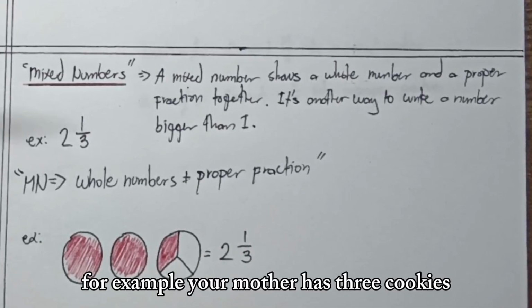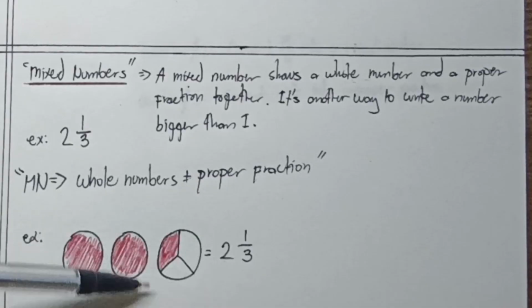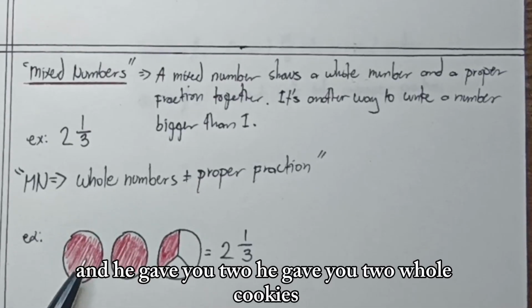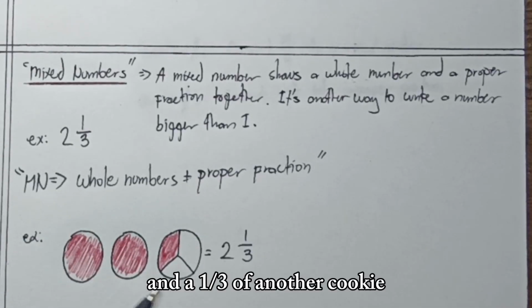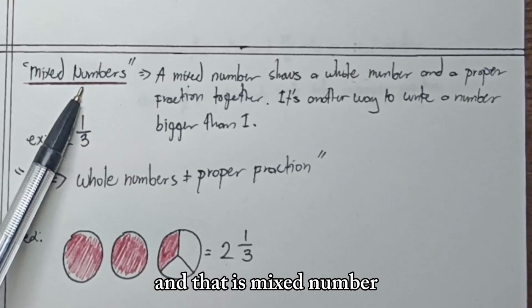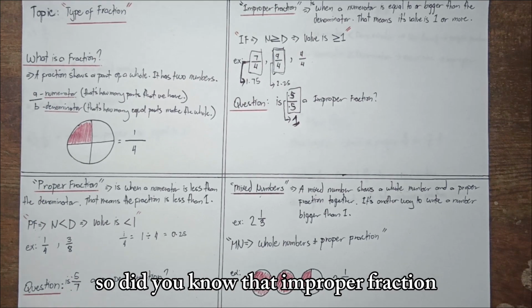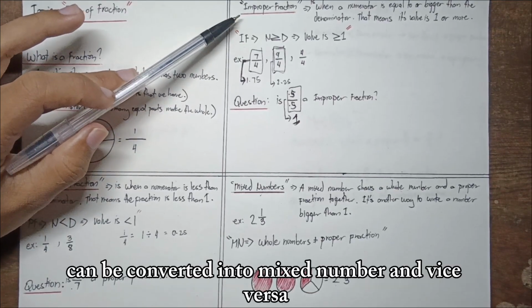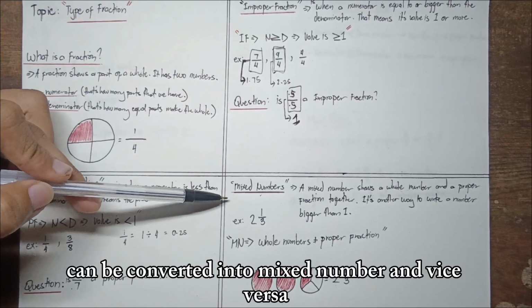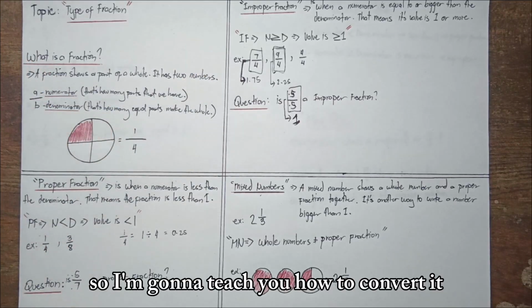For example, your mother has 3 cookies and she gave you two whole cookies and 1/3 of another cookie. So that's 2 cookies and 1/3, and that is a mixed number. Did you know that an improper fraction can be converted into a mixed number and vice versa? I'm going to teach you how to convert it.